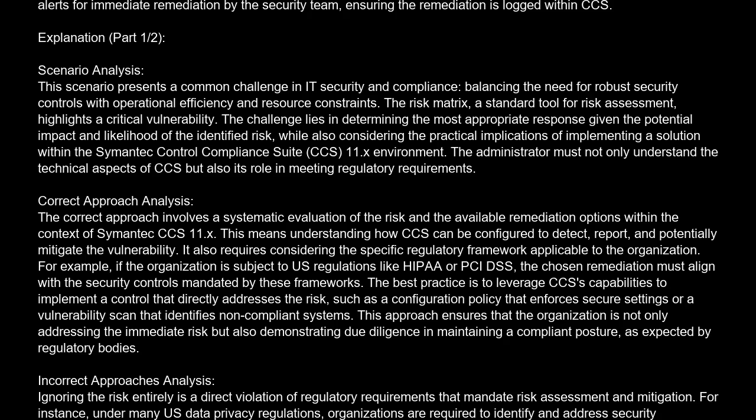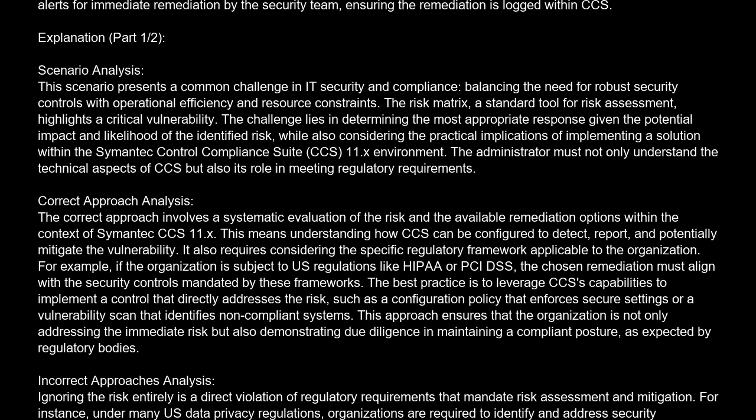Scenario analysis. This scenario presents a common challenge in IT security and compliance, balancing the need for robust security controls with operational efficiency and resource constraints. The risk matrix, a standard tool for risk assessment, highlights a critical vulnerability. The challenge lies in determining the most appropriate response given the potential impact and likelihood of the identified risk, while also considering the practical implications of implementing a solution within the Symantec Control Compliance Suite, CCS 11.x environment. The administrator must not only understand the technical aspects of CCS, but also its role in meeting regulatory requirements.